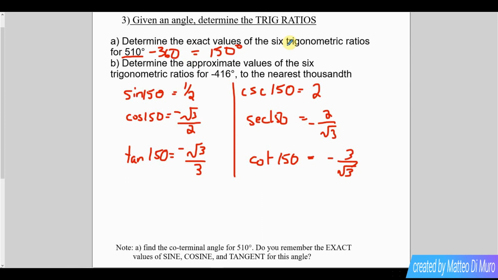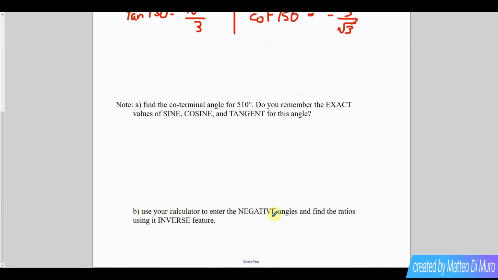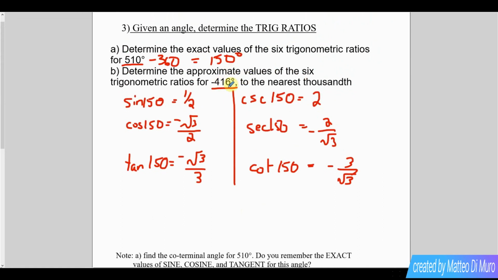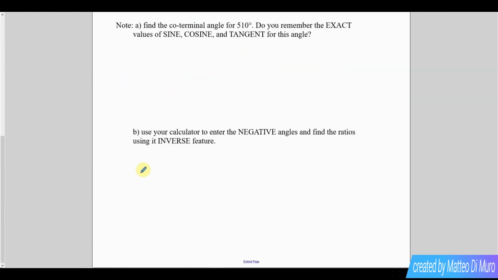Part B, determine the approximate values of 6. Honestly, it's just another question. It's a calculator question because this is not an exact value. So let's go down here where it says B, you're going to use your calculator and enter the negative angles and find the ratios using the inverse feature. Because you're using your calculator for this one, and it could very well happen on the calculator part of the exam, you get a question like this. We don't need to bother finding coterminal angles because I can already tell it's not an exact value. So just as an example, you would literally be going to your calculator and typing in what you're looking for.